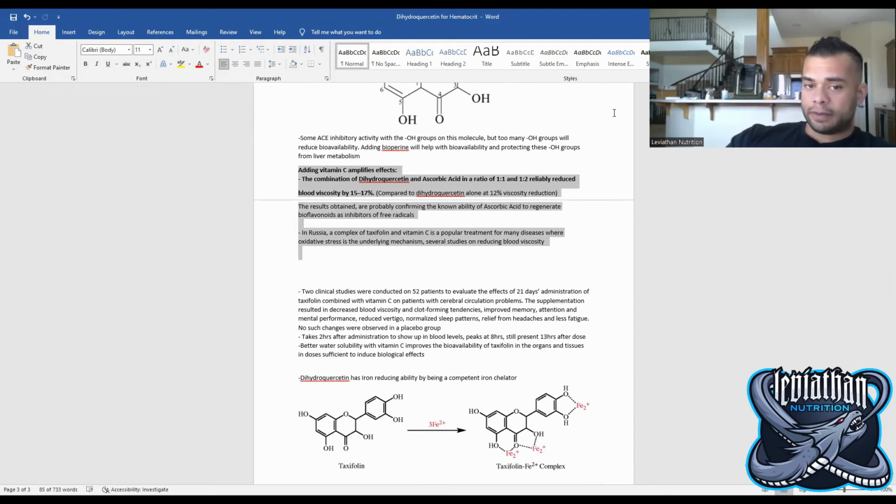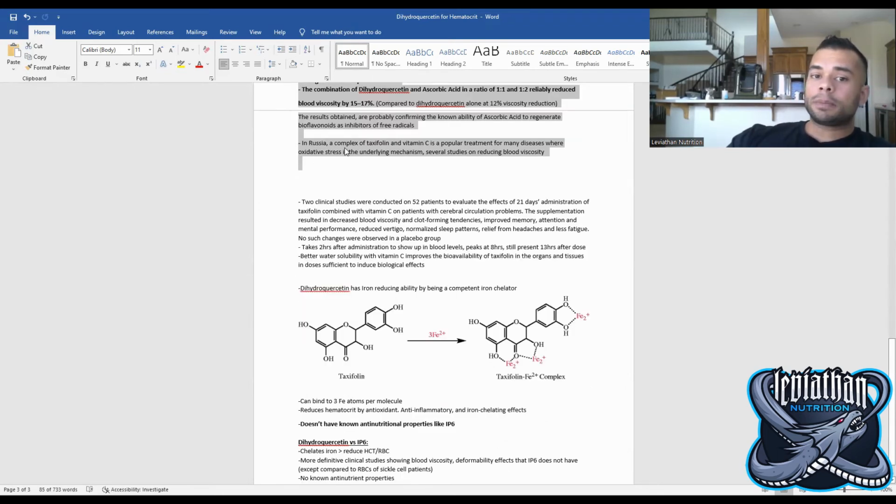The combination of dihydroquercetin and ascorbic acid, which is vitamin C, reliably reduced blood viscosity in those studies by 15 to 17%, compared to just dihydroquercetin alone, which is around a 12% reduction in viscosity. So that's very interesting and tells you that something else is going on that has some sort of synergistic effect involving vitamin C with this molecule.